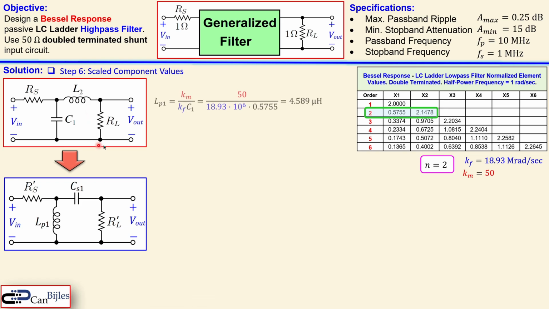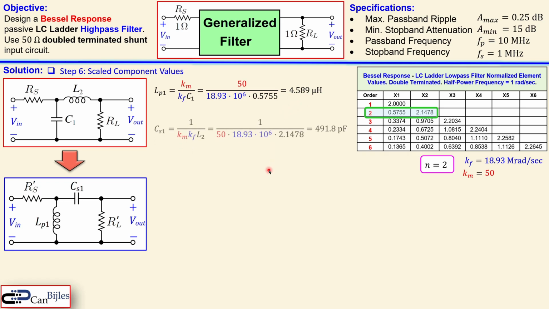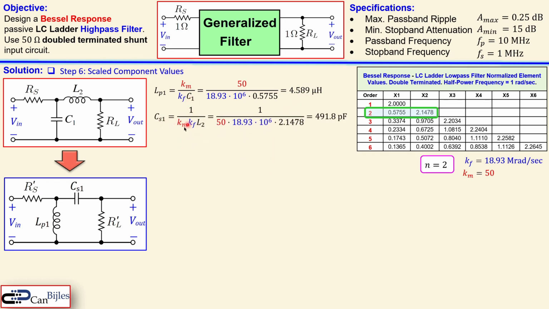So let's see what the calculations are. LP1 is the Km over Kf times C1. C1 is again this coefficient here. The Kf is our frequency scaling factor. Km is 50. Why? Again, we go from 1 ohm to 50 ohm. So we know this, and that is now calculated as 4.589 microhenries. Now CS1 is calculated like this. Again, Km and Kf are required, but L2 is also from the table. So that will give us 491.8 picofarads. RS prime and RL prime are all 50 ohm, because they go from 1 ohm to 50.